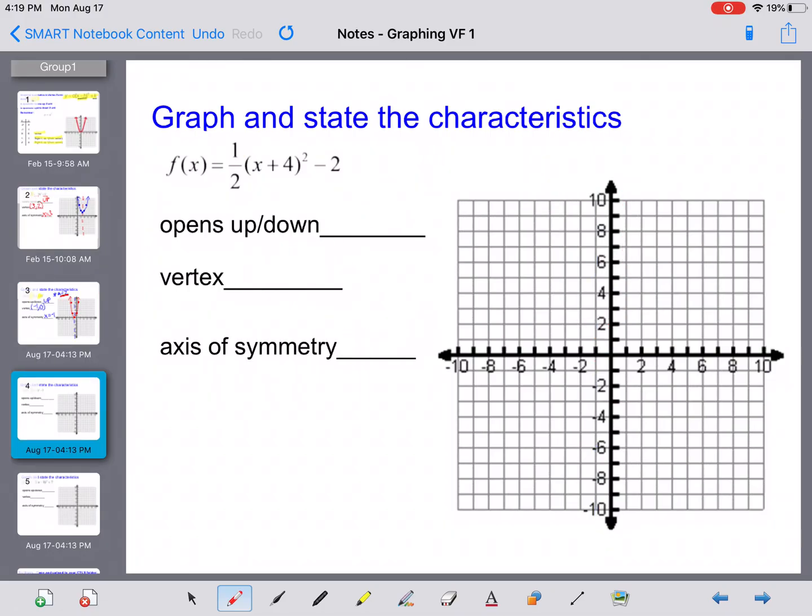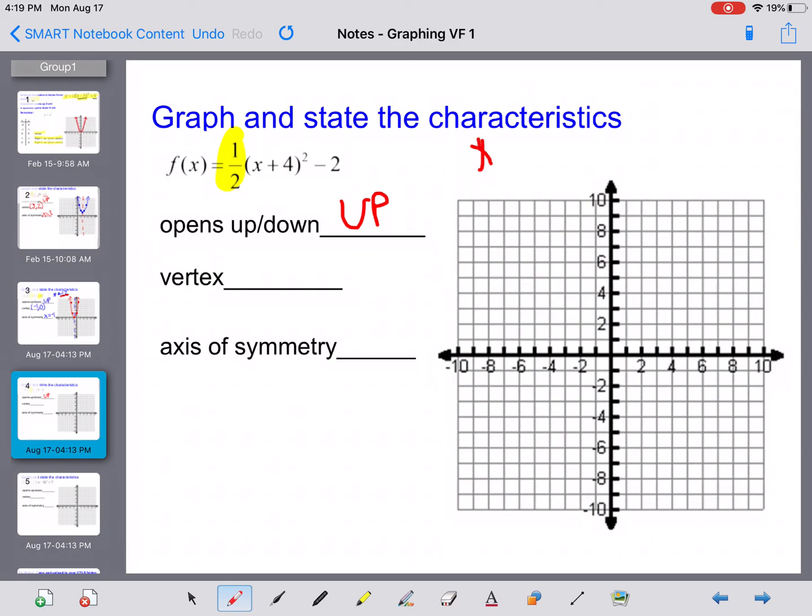All right, looking at one that is a little bit more complex. It looks more complex, but it's really not that bad if you take it piece by piece. So we have 1/2 out in front. That is a. That is greater than 0. So that is going to open up. Just because it is a fraction, that means that if we were talking transformation-wise, that would be a shrink. It's still going to open up.